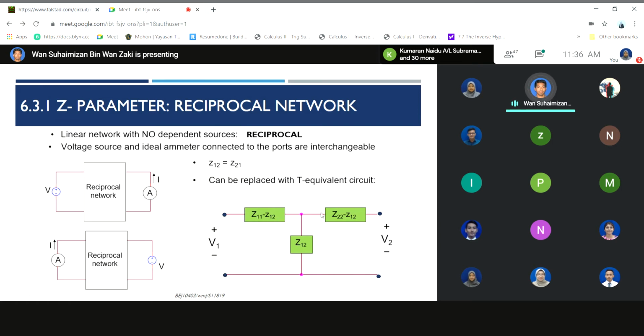Another parameter here, we call Z22 minus Z12. You do the subtraction here, then you get another value. So this represents the value for this part. And then the value for the middle part is Z12. So this is the equivalent model if the Z parameter is reciprocal.